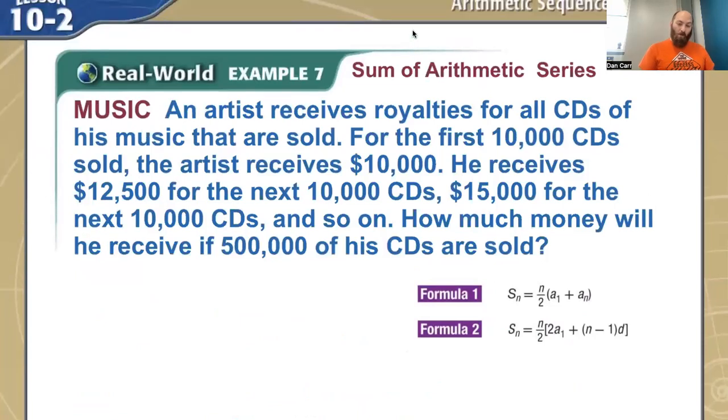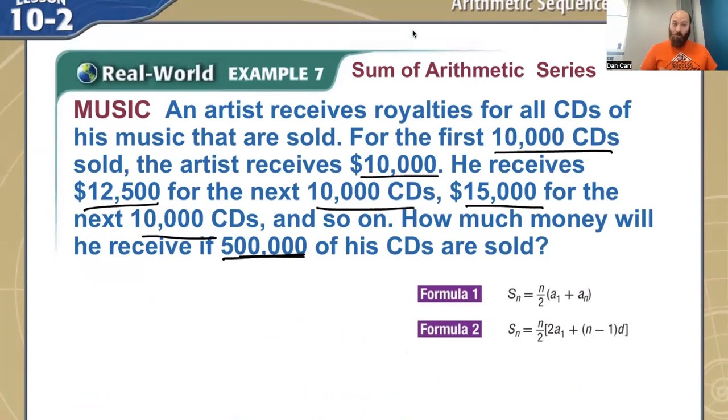Let's look at some word problems now that are examples of arithmetic series. An artist receives royalties for all CDs of his music that are sold. The first 10,000 CDs, the artist receives $10,000. For the next 10,000, he receives $12,500, and then $15,000 for the next 10,000 after that, and so on. So how much money will he receive if 500,000 of his CDs are sold?